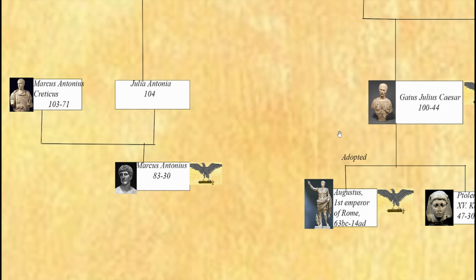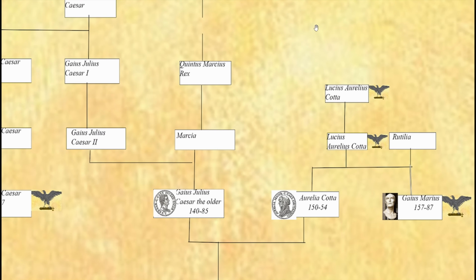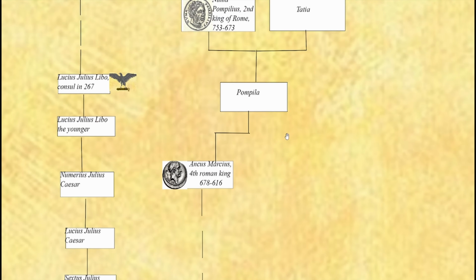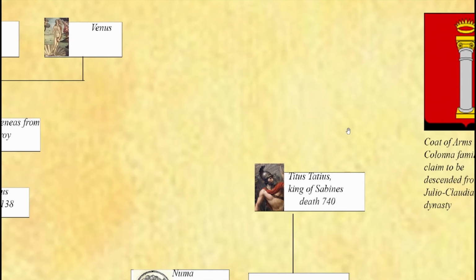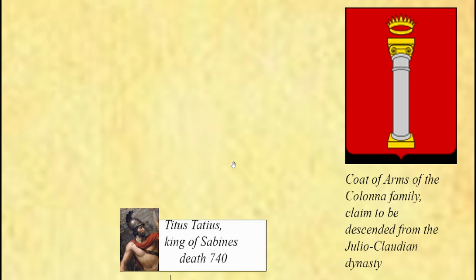I have also tried to find his family's crest. The closest thing that I have found is this. It is the coat of arms of the Colonna family, and they claimed to be descended from the Julio-Claudian dynasty.